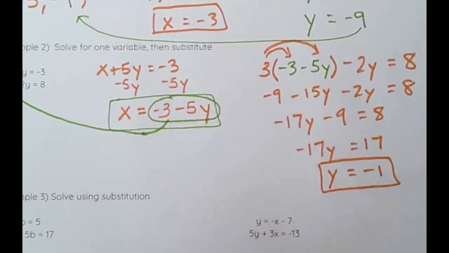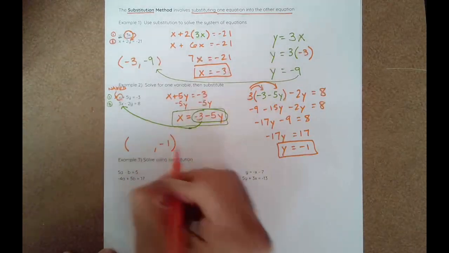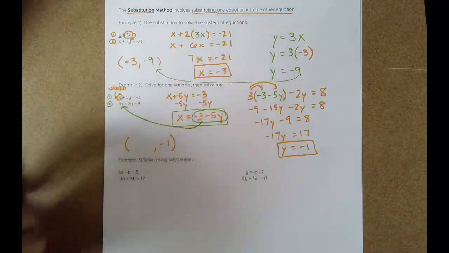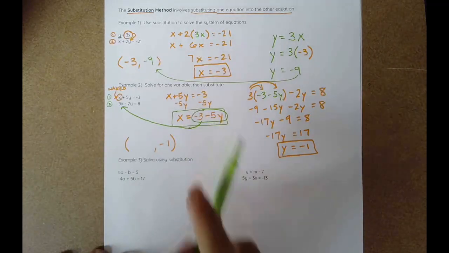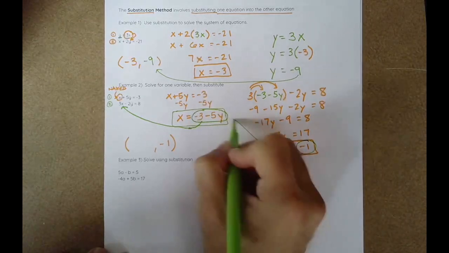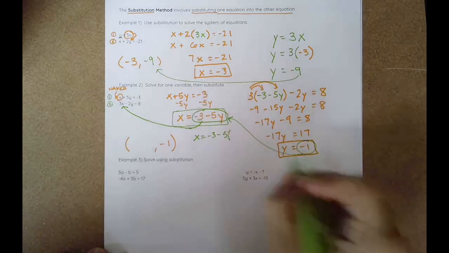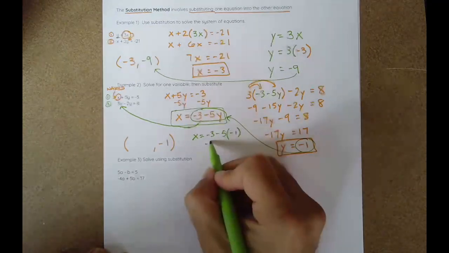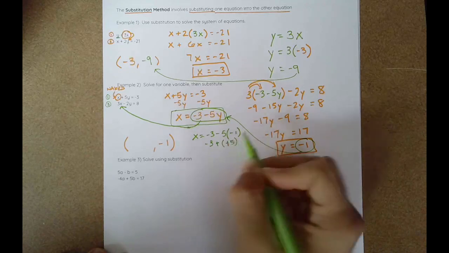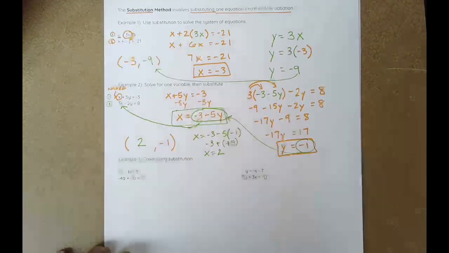So I know y is negative 1. Now I need to find x. Luckily for me, I have this equation now that is equal to x, or this expression equal to x, so I'm going to take this negative 1 and it's going in for y. So x is equal to negative 3 minus 5 times negative 1. Minus negative 5 becomes addition, and equal to 2. So 2 comma negative 1 is our solution for that system.